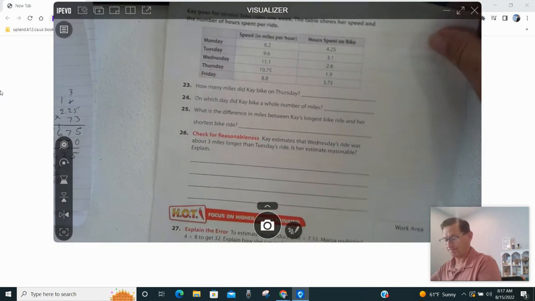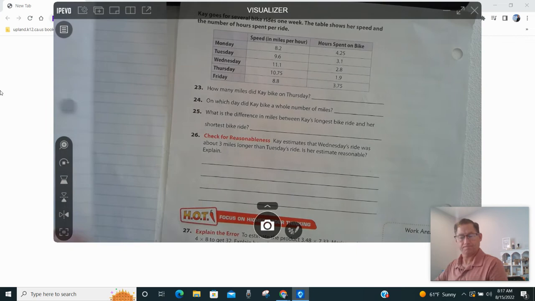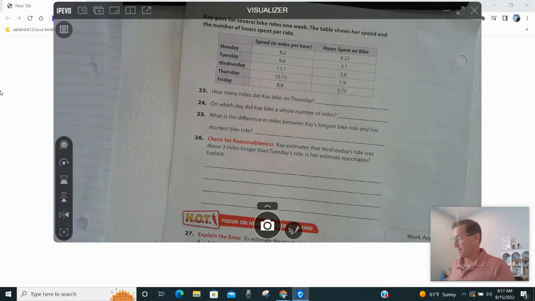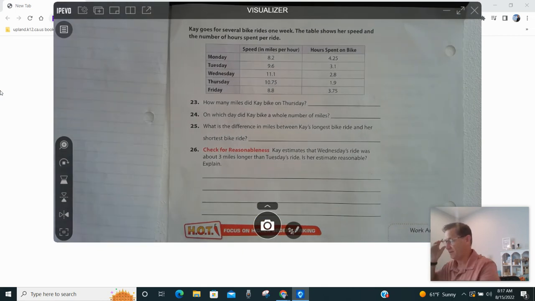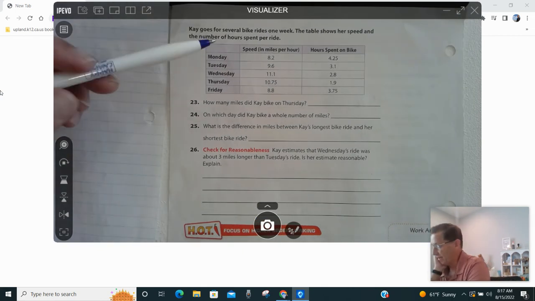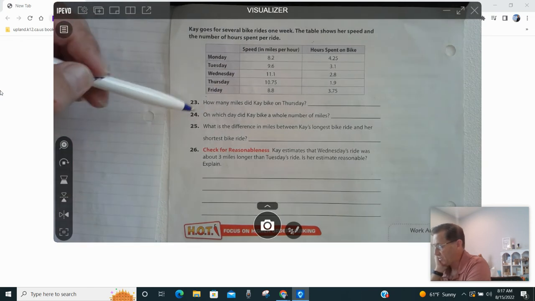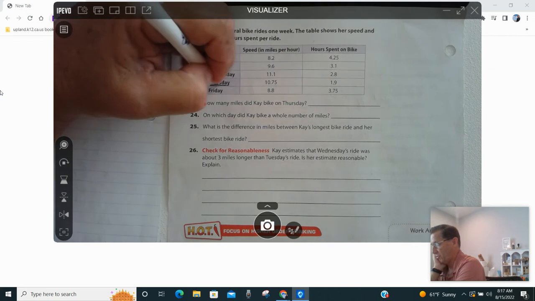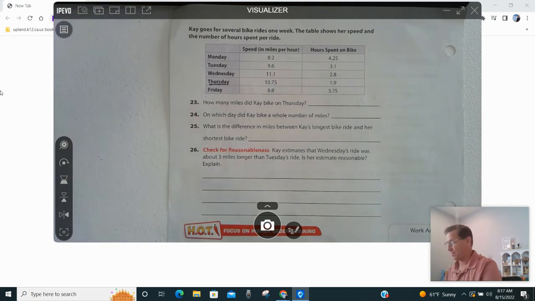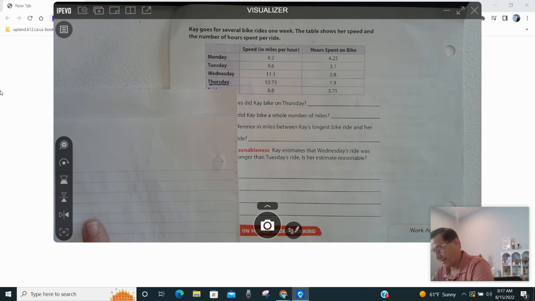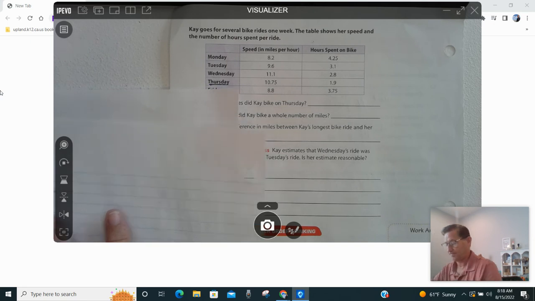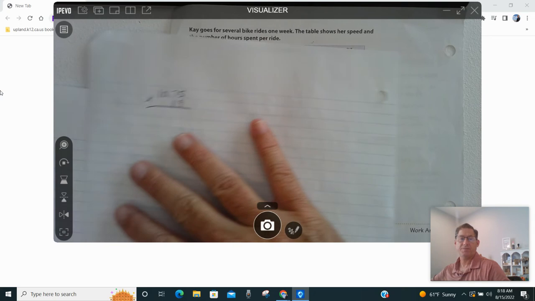23. Kay goes for several bike rides one week. The table shows her speed and the number of hours spent per ride. Okay, so we have speed here and we have hours spent, and these are the days of the week. So how many miles did she bike on Thursday? So find Thursday. It says she rode at 10.75 miles per hour for almost 2 hours. So how many miles did she bike?